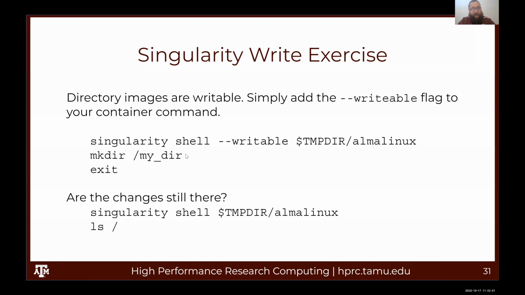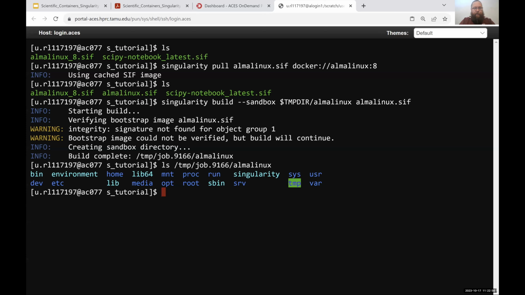And then we need to check if the changes are still there. So after you exit the container, you should be able to go back in and see if your changes are still there. And they will still be there because the point of the writable is that the changes are persistent. So let me go ahead and do that exercise, and please do along, and we will ask you how it went.